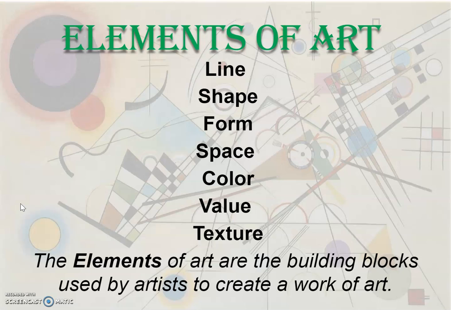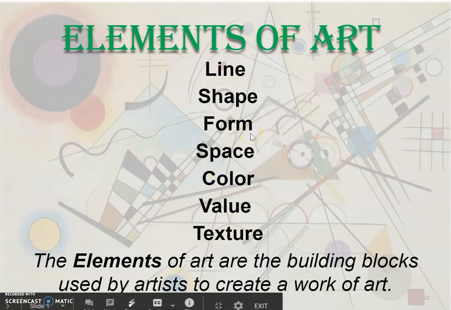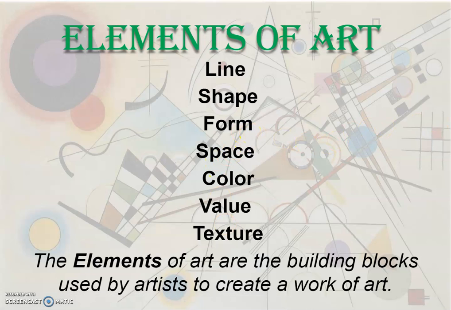So let's begin. Elements of art. These are the 7 elements of art: line, shape, form, space, color, value, and texture. Every single artwork that is out there uses one or more of these elements together in order to create a work of art. The elements of art are also known as the building blocks of art because you take these different elements as if they were blocks and you arrange them together to create a work of art.